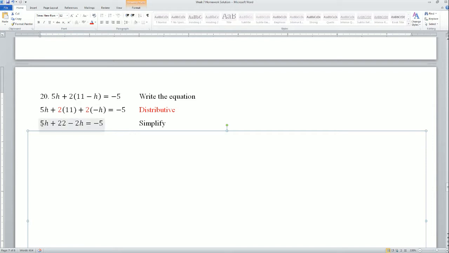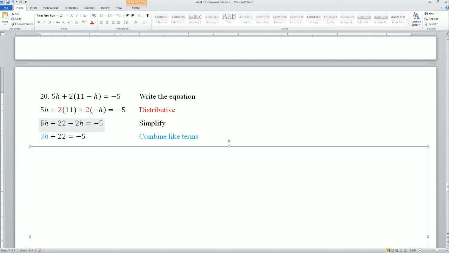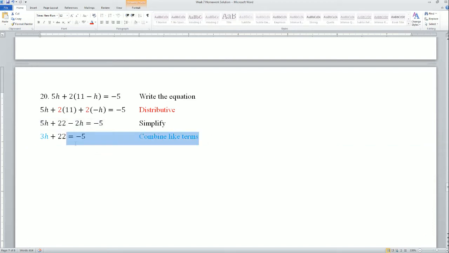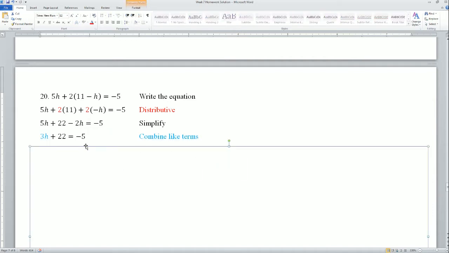So right here I have a 5h and a negative 2h. So I'm going to combine the like terms. 5h minus 2h gets me 3h. Nothing happens to the 22, and nothing happens to the negative 5, which is on the right hand side. Again, this becomes a multiple step equation now, so you're trying to get rid of the outwardmost thing first, which is 22.